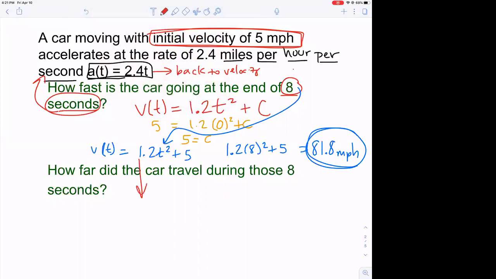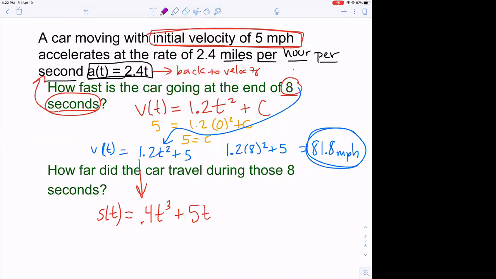Well, we just take another antiderivative, right? So what is that? 0.4t cubed, 1.2 divided by 3, plus 5t plus c would equal position. Now in this case, though, we're just saying how far did the car travel. We're just going to say that c is 0, because it hasn't started anywhere at this point. We just want to know those 8 seconds. So we'd plug in 0 and 0, and we get that c equals 0 anyway. So we'll just get rid of that.